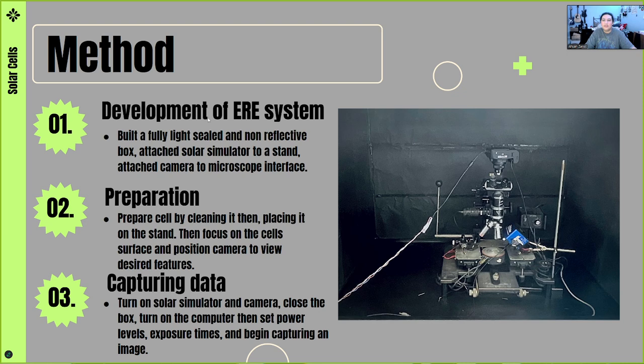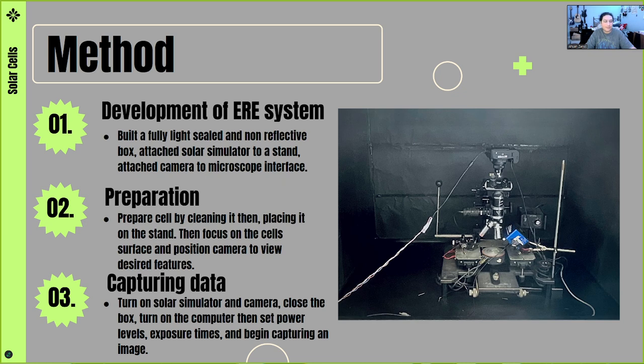Our method involves the development of an ERE system. ERE stands for External Radiative Efficiency, and preparation and capturing data. So we had to build a fully light-sealed, non-reflective box, which you can see here, and we had to attach a solar simulator to a stand to observe PL imaging, and then we had to attach the camera to actually take those pictures.